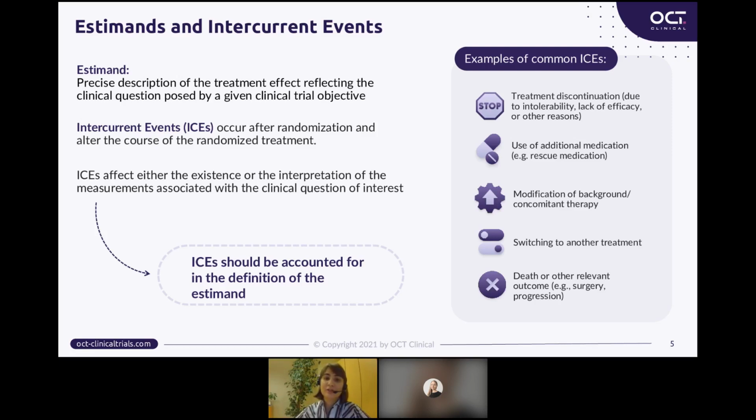Intercurrent events are essentially related to causality and interpretation of results, and therefore they need to be taken into account in the description of a treatment effect.